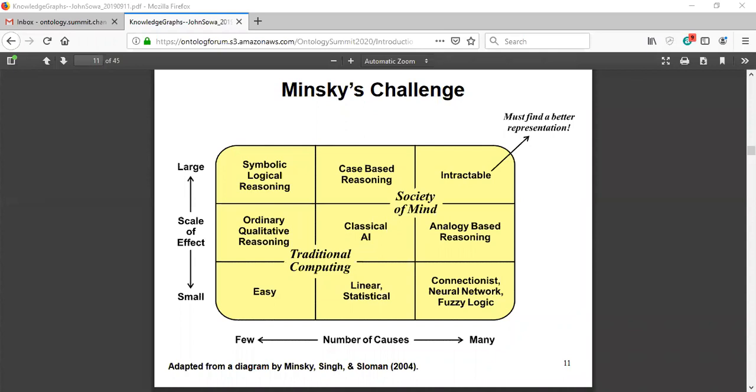Case-based reasoning is a technique that can use a wide variety of different technologies plus analogies. That's considered very good for handling larger problems. Analogy-based reasoning is also considered very good by Minsky and his colleagues, but the upper right-hand corner is the intractable stuff that is needed to handle what people actually do. And there the comment is, we must find a better representation. So the question is, what kind of representation?